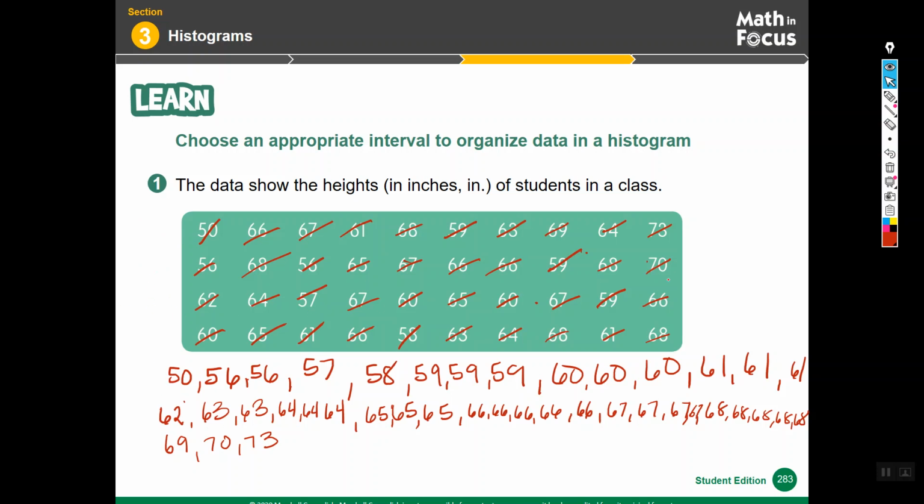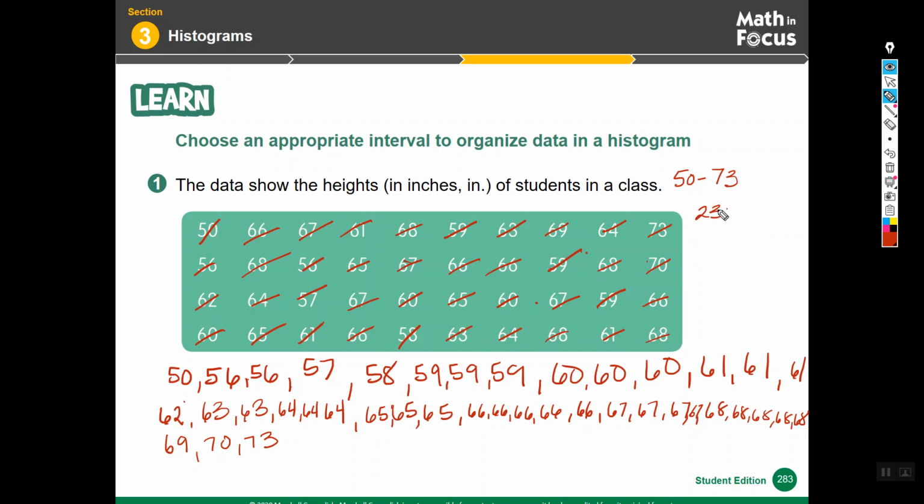So the next thing I need to do is break this into intervals. So I have a range. I start at 50 and I go through 73. So I have a range of 23. So I have to break that into even intervals.